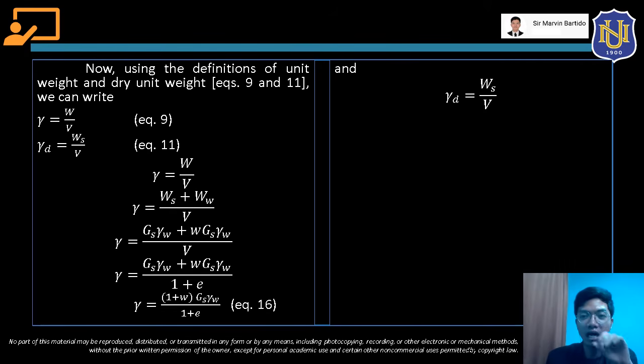Now, for the dry unit weight, okay, our dry unit weight, class, is Ws over V.